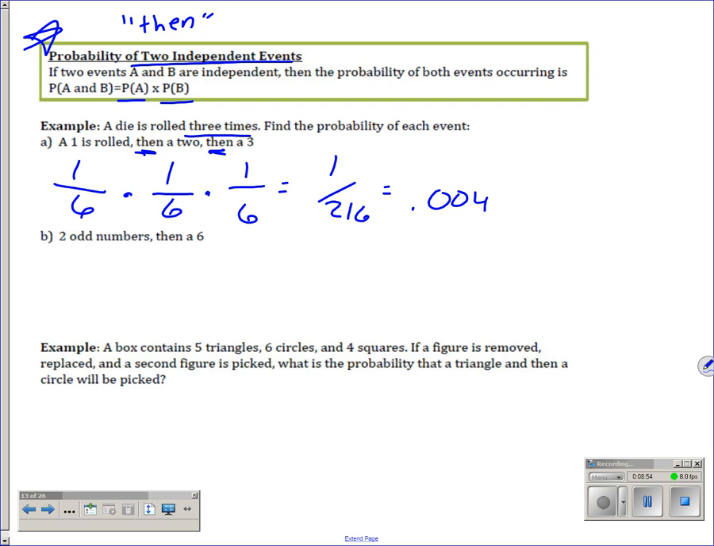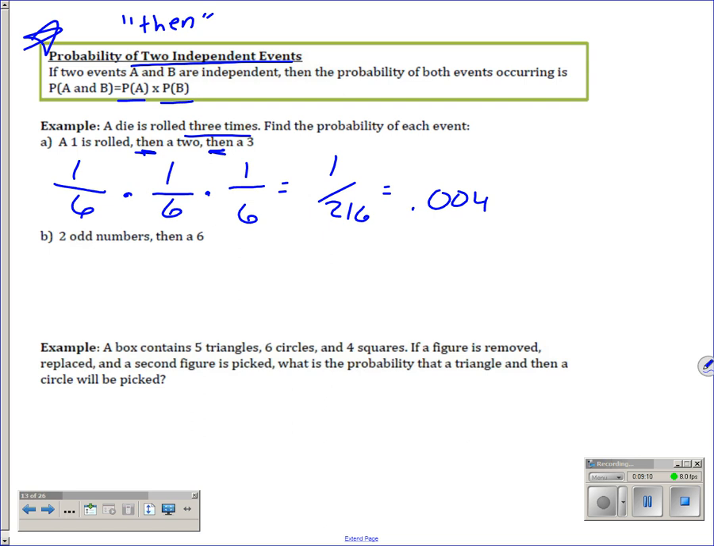And the farther you go down the line, the lower that probability is going to be because you're really narrowing it down to specifics. Like if I say the probability of rolling a 1, then a 1, then a 1, then a 1, then a 1, it's going to be a very low probability because of all the possible outcomes that you can have. So, make sense?